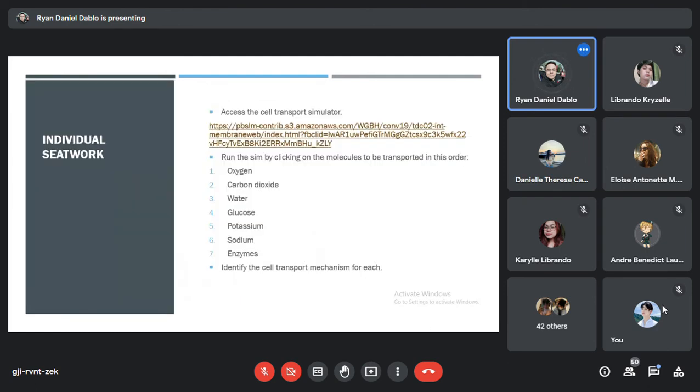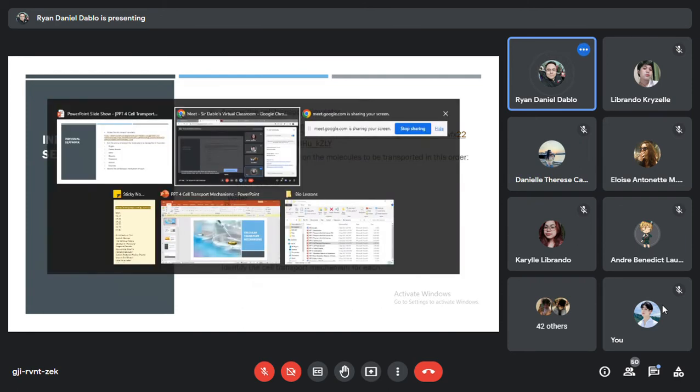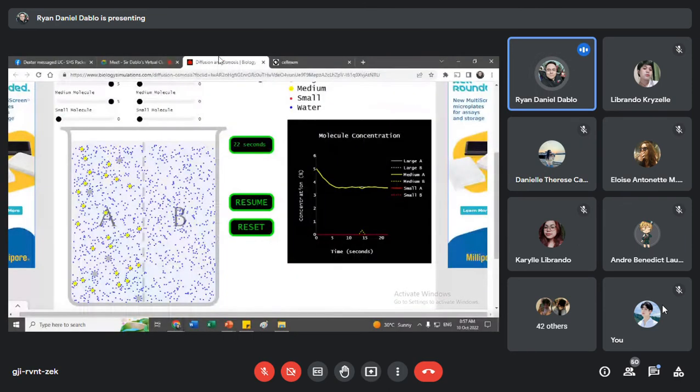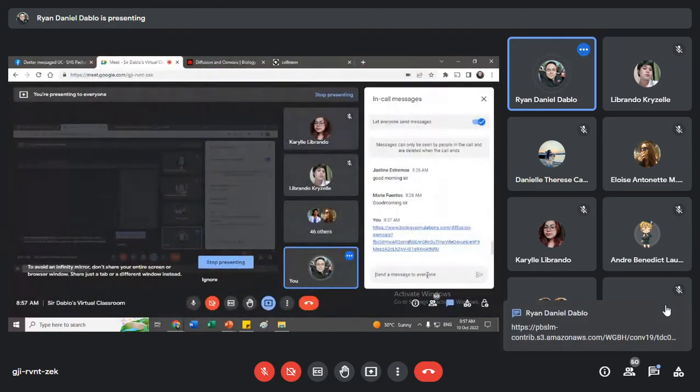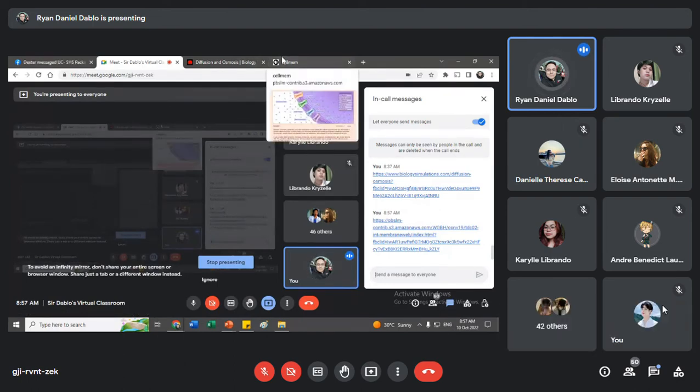Right? As a bonus activity, I will share to you another resource, not this one, this one. I will share it in chat as well. Okay, for those of you who have computers, you might want to click on that. But for those without, you can just do this at a later date, right?